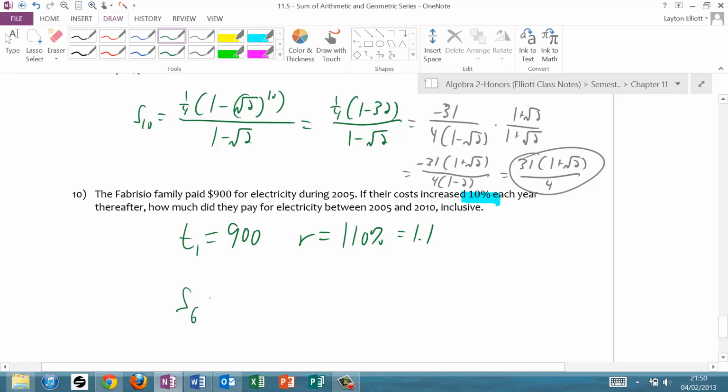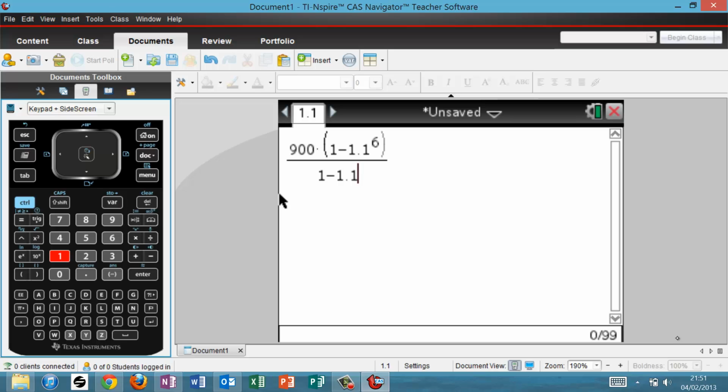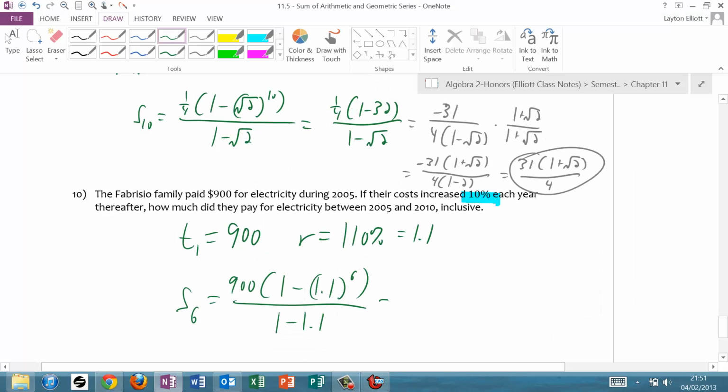So S of 6, I'm looking for t of 1 is 900, 1 minus 1.1 to the 6th over 1 minus 1.1. For this, I'm going to break out the calculator. And resuming, you see I've entered this. Press enter, and I get $6944.05. And that's it.